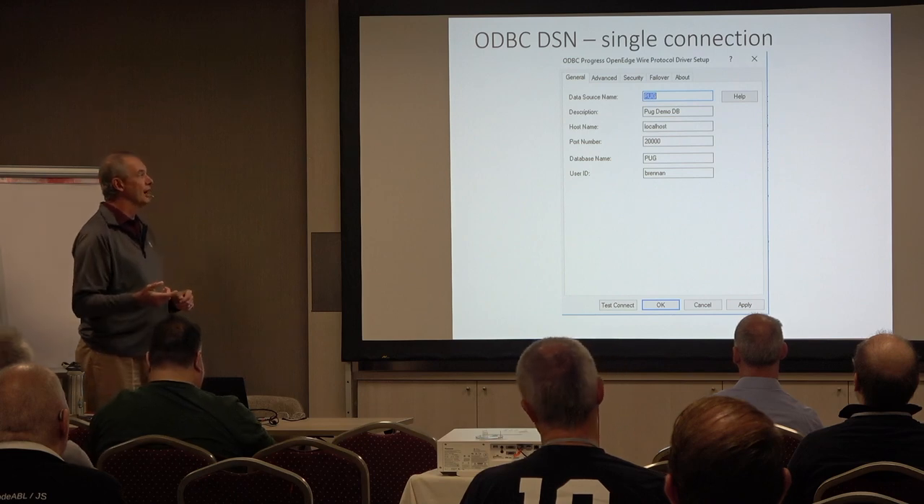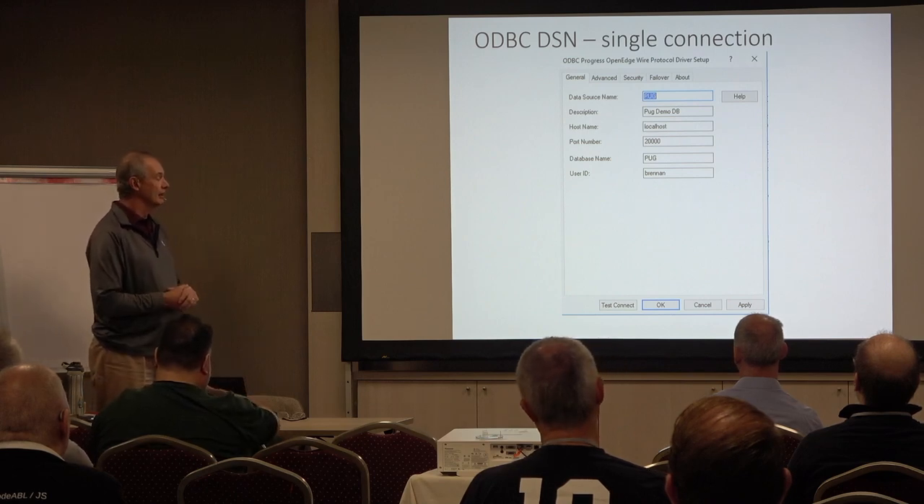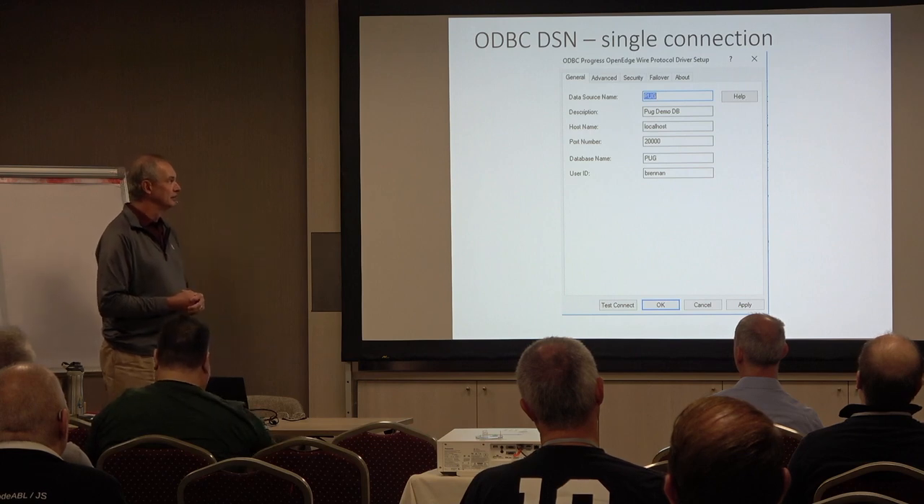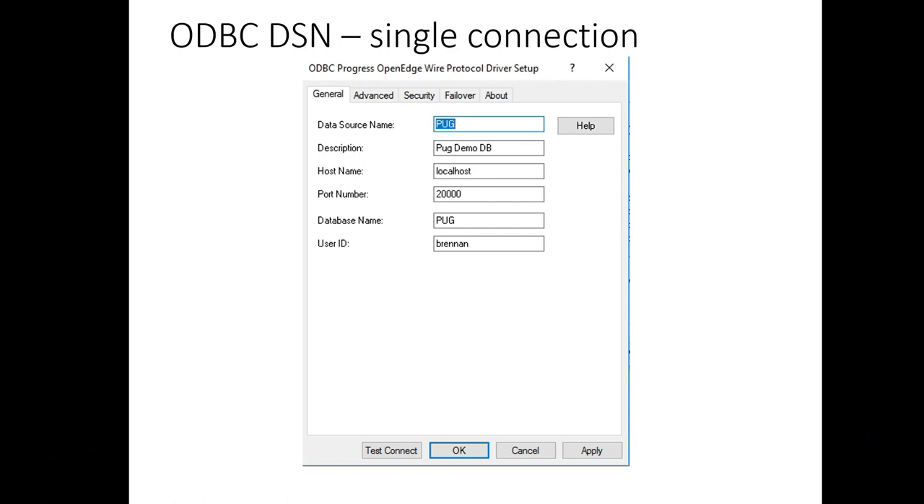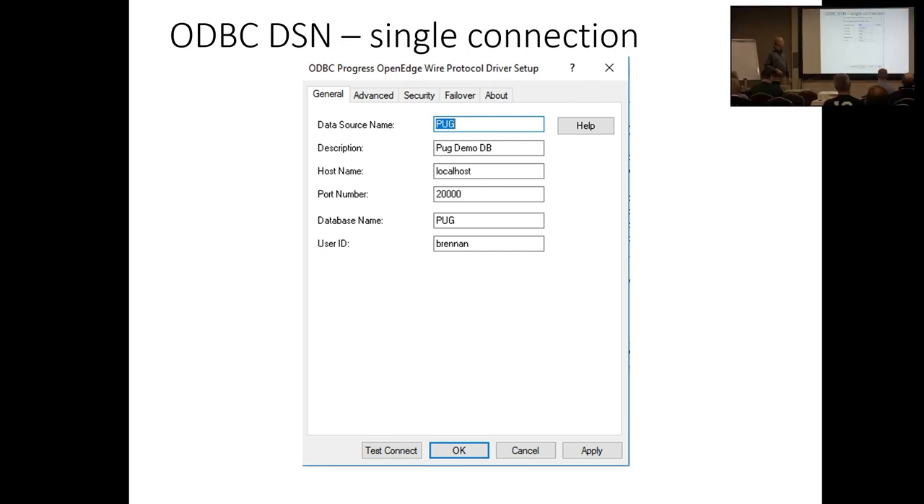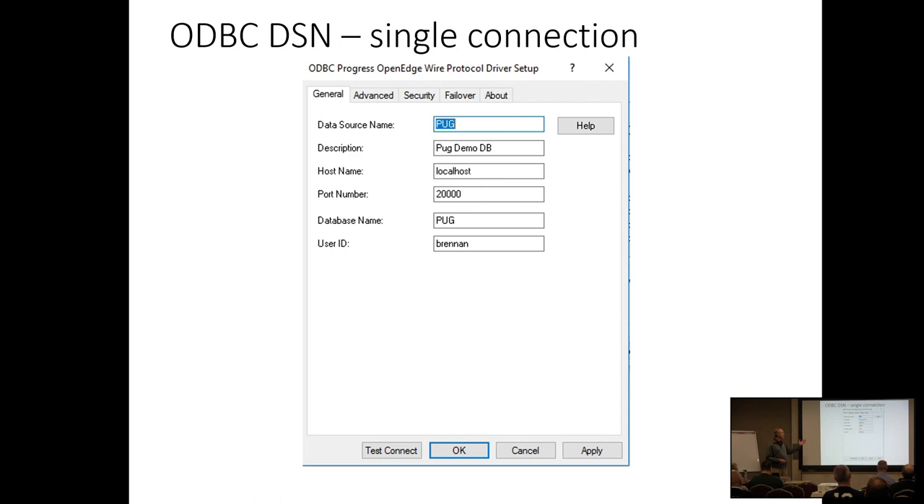Once you've installed a driver, one of the things you need to do is create a DSN, and this is a sample just for the pug. Sorry? For the pug, where are we putting it? What port number are we on? This should all look comfortable to everybody that's spun up an OpenEdge database before.